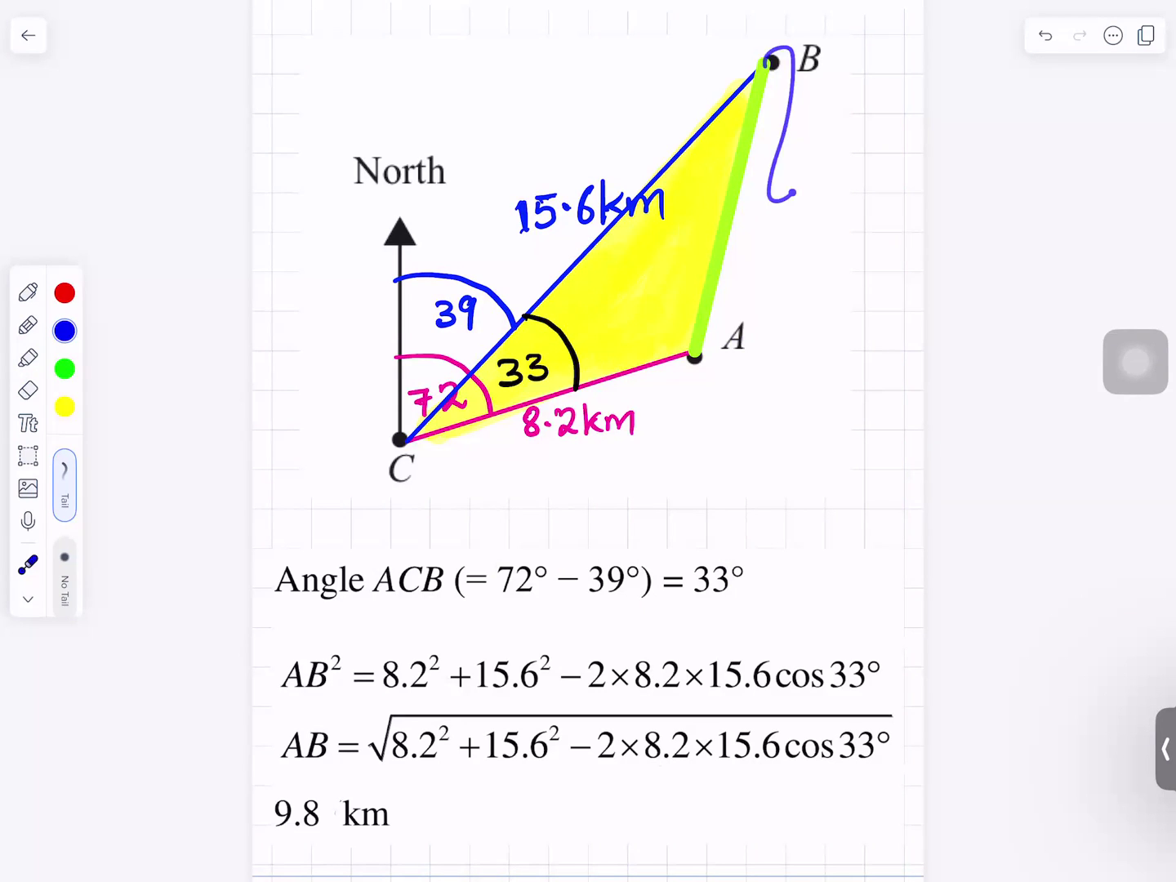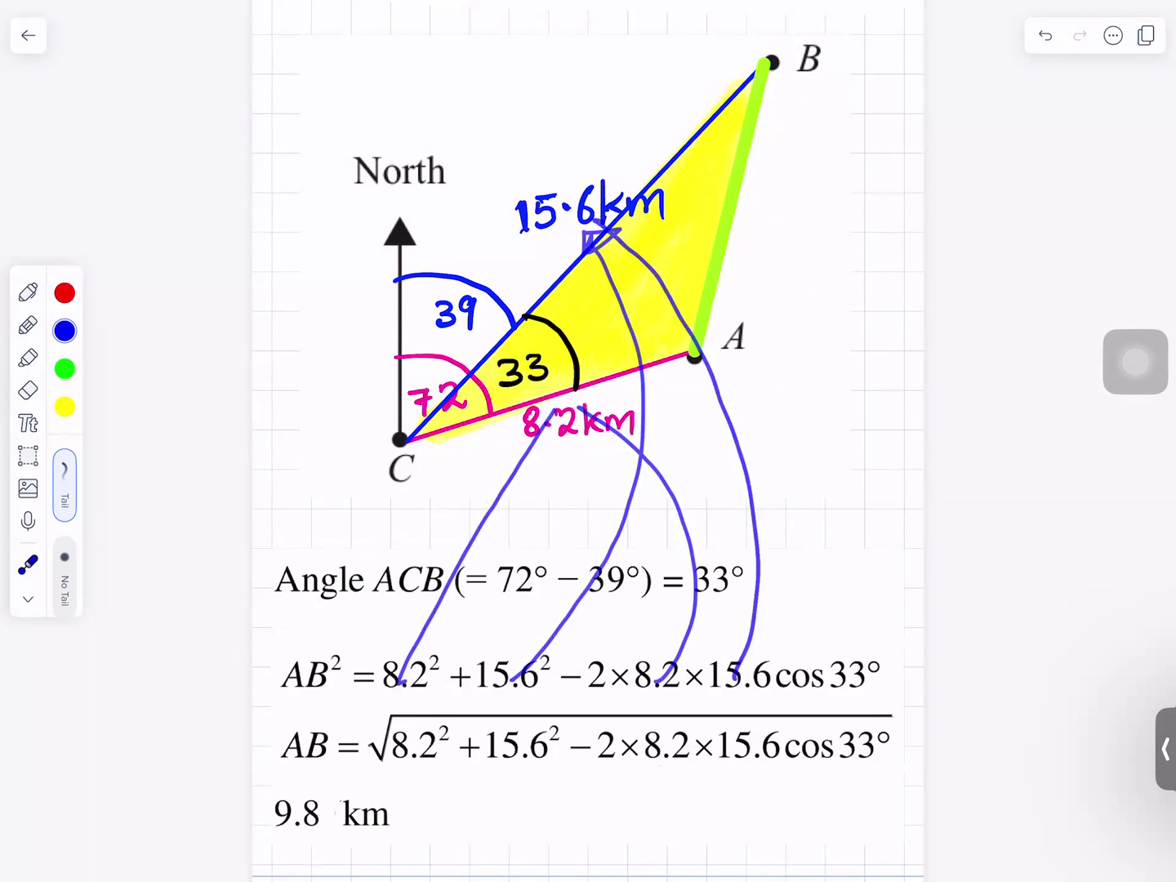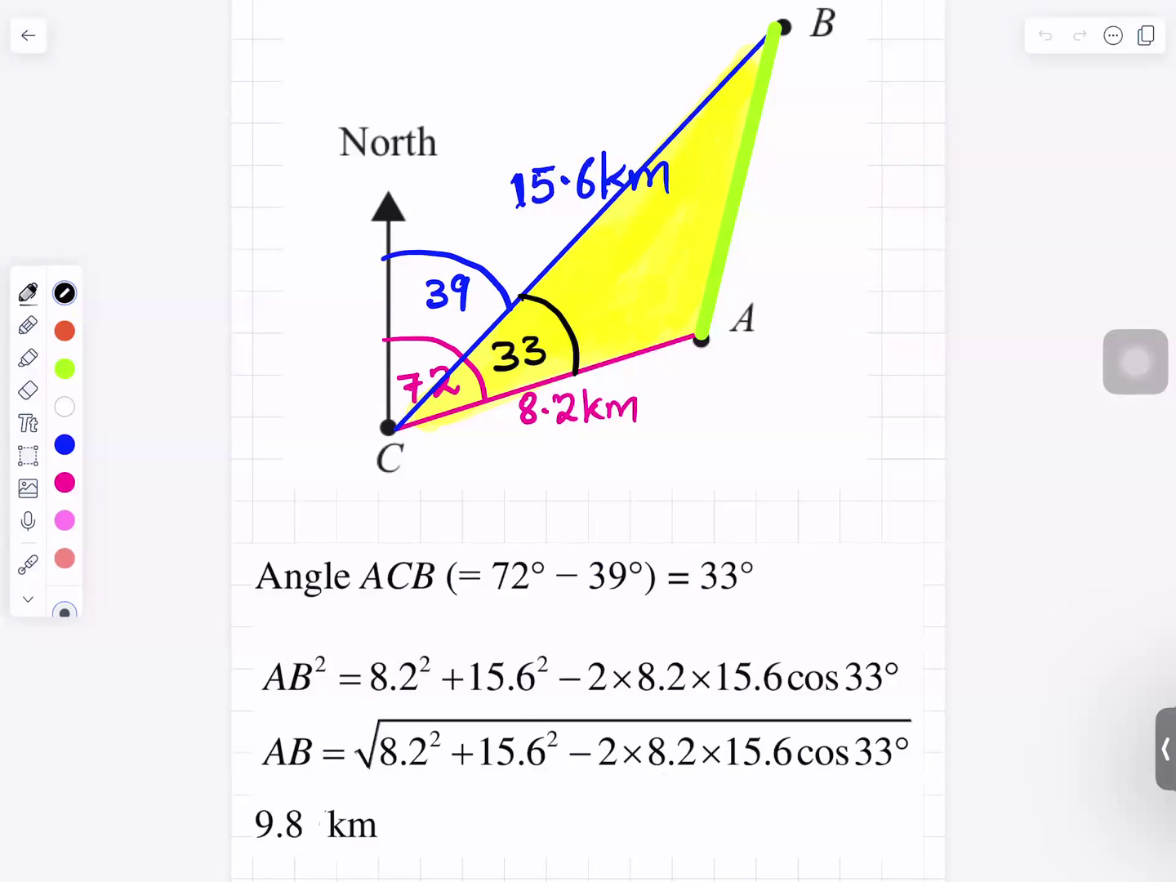So we're going to use the cosine rule. AB squared equals 8.2 squared plus 15.6 squared minus 2 times 8.2 times 15.6 times cos 33. Put all of this in your calculator with the square root, and you get 9.8 kilometers. That's the distance for AB.